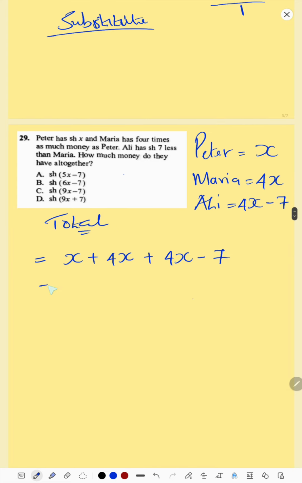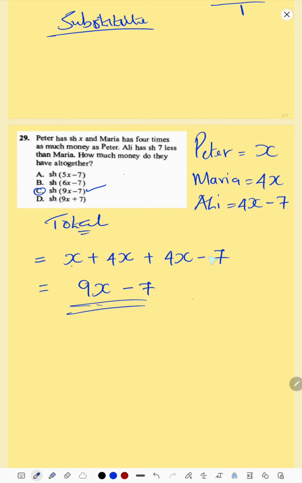And then we can simplify. x plus 4x is 5x, plus 4x is 9x, minus 7. Let me write it better. So we will have 9x minus 7. So we cannot simplify further. This is the farthest that we can go. So this will be the correct answer, which is C.